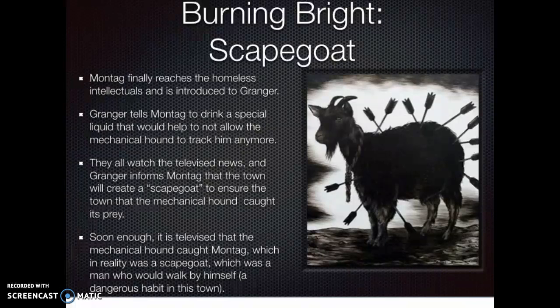They all watch the televised news because Montag is really surprised as to why they know his name, and then they show him that they've been watching him via the TV.